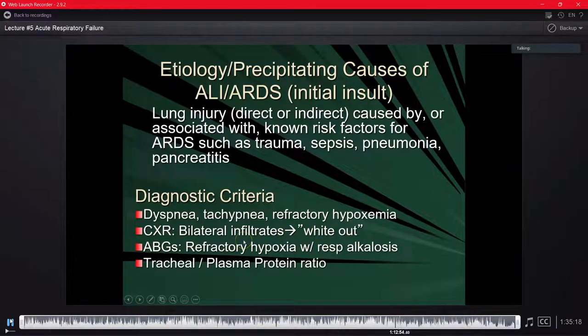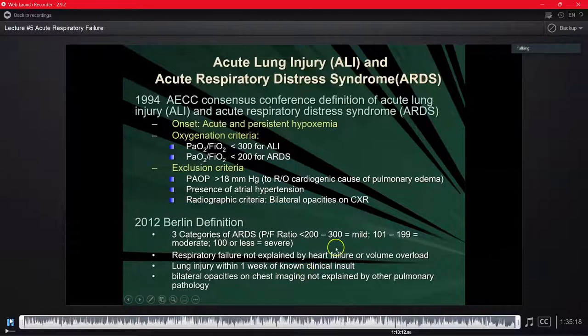Okay, it looks like there was no snow in the lung before, and now it snowed. ABGs show refractory hypoxemia with respiratory alkalosis, meaning our pH would be above 7.45. We would have decreased carbon dioxide. Tracheal plasma protein ratios, we look at that as well. So if we look at acute lung injury and acute respiratory distress syndrome, we're looking at a couple of values to indicate these. If I have an acute onset with persistent hypoxemia, an oxygenation criteria, a PaO2 to fraction of inspired oxygen ratio of less than 300, then I would be considered in ALI territory. A PaO2/FiO2 ratio of less than 200 would be indicative of acute respiratory distress syndrome.